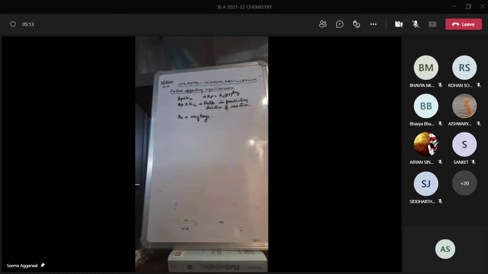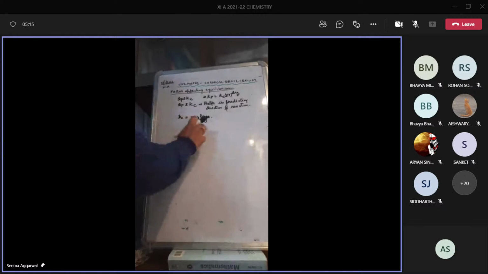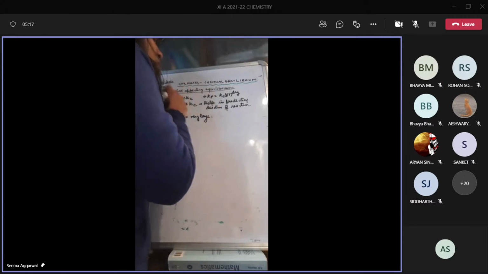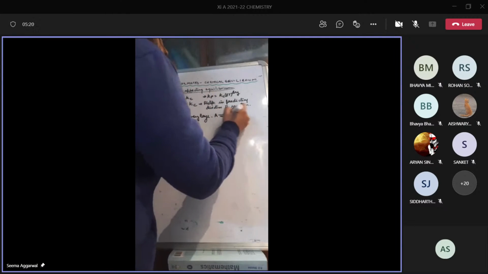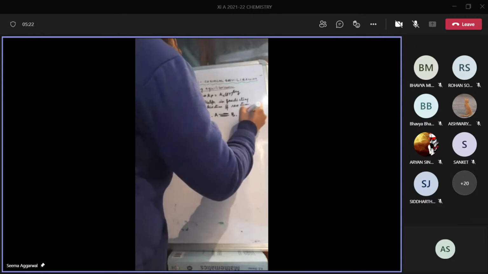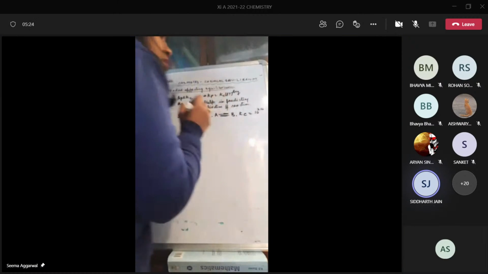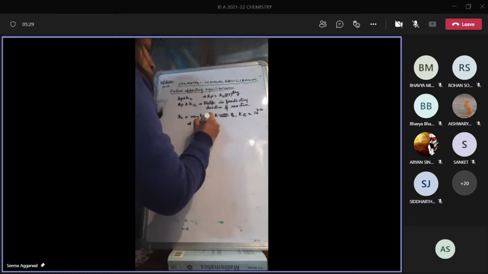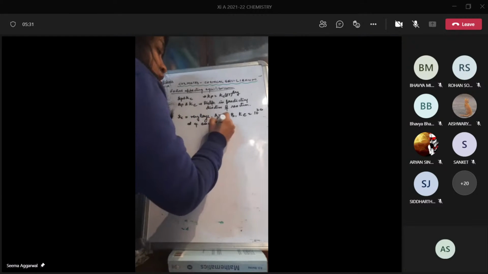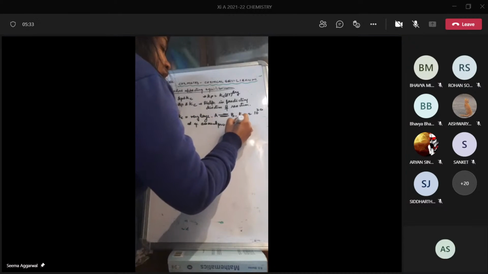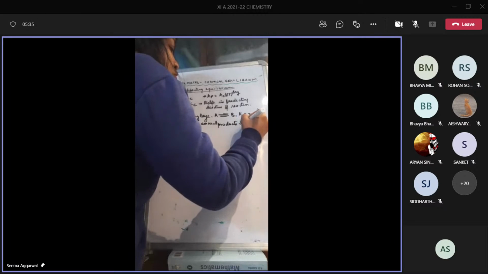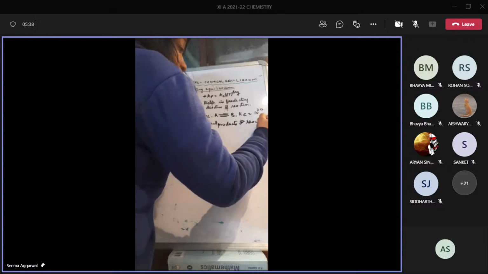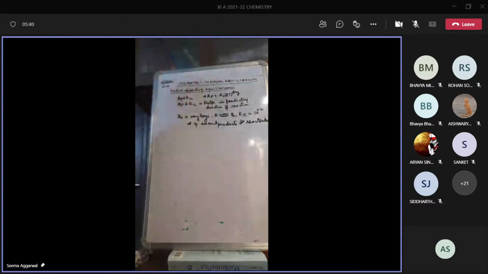Okay, so if Kc is very large, then what does it mean? If a reaction A is in equilibrium with B and the Kc value is very large, it means at equilibrium, the amount of products is more. The amount of products is very much greater than the amount of reactants. Equilibrium has been reached, but at equilibrium, products are more as compared to the reactants. So all these things we have done earlier.